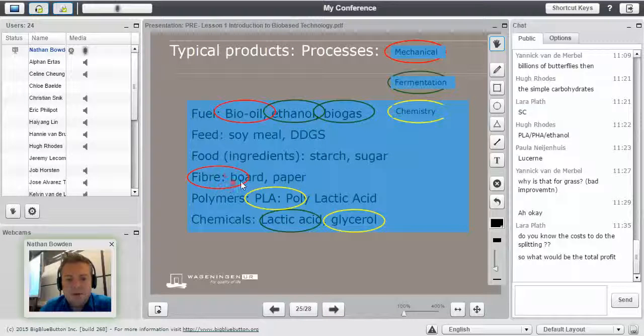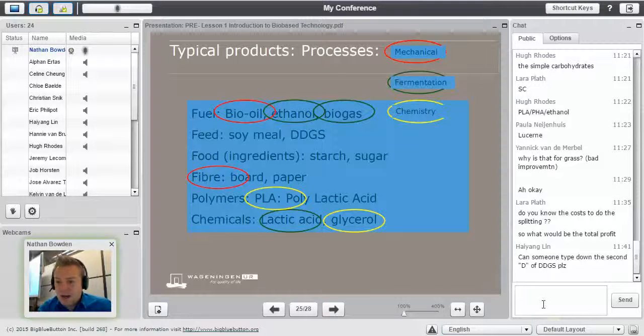The bio-oils and all the fibers can be done by mechanical separation. We're going to go into much more detail, don't worry, in future classes. This is just the introduction course, remember that. Fermentation, ethanol, biogas, lactic acid, done by fermentation. To be honest, glycerol, quite a bit too. Glycerol as a byproduct of fermentation, like algae. They produce glycerol, they don't even want it. They're trying to get other things from it. They have to separate glycerol out. And chemistry. So you can make polylactic acid and glycerol through chemical processes.